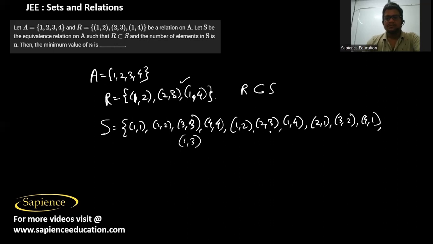(1,3) is there. Then (2,1) is there and (1,4) is there, so (2,4) also should be there. And since (1,3) is there, (3,1) also should be there. (2,4) is there, so (4,2) also should be there. Then (4,1) is there, (1,3) is there, so (4,3) also should be there. So it means (3,4) also should be there.